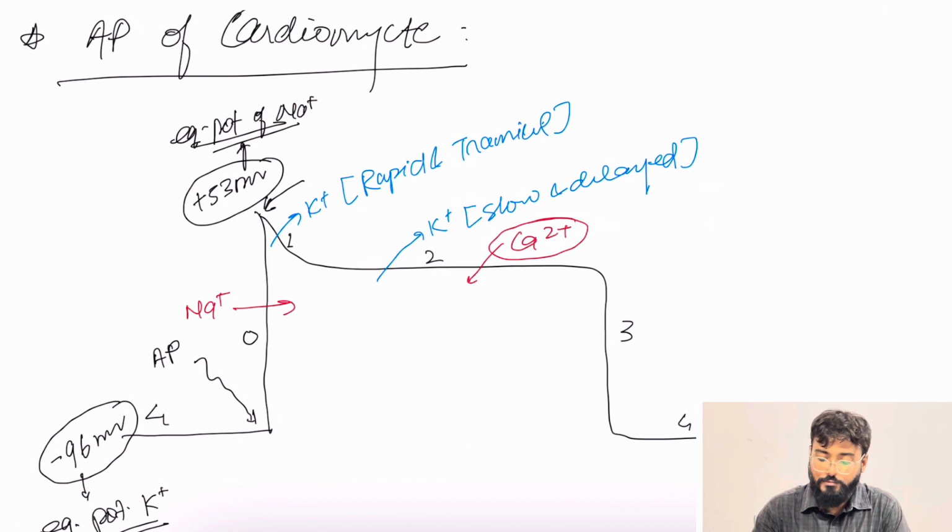Now this calcium is going to play a huge role in the contraction of the cardiomyocyte. Further, efflux of potassium ions continues in phase 3, and yet again in phase 4 there are some leaky potassium channels that are still open, which are responsible for restoring the resting membrane potential again to minus 96 millivolts. So now let's put an emphasis on these calcium ions.